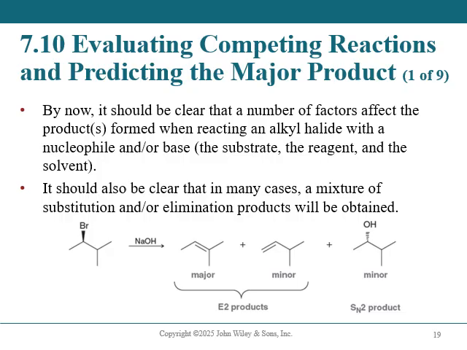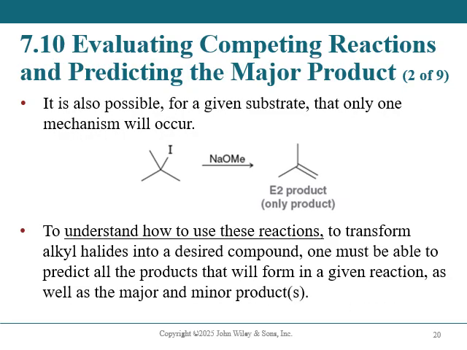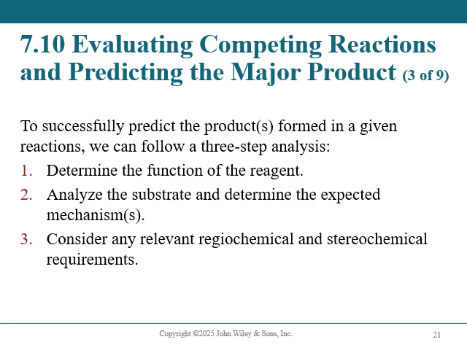So that means that all of these reactions are great and we're able to get what we want, but we're also going to get other things that, if you're working in a lab, you are going to have to isolate and purify. It is also possible for a given substrate that only one mechanism will occur. To understand how to use these reactions to transform alkyl halides into a desired compound, one must be able to predict all of the products that will form in a given reaction, as well as the major and minor products. So that's what we call the retrosynthesis analysis.